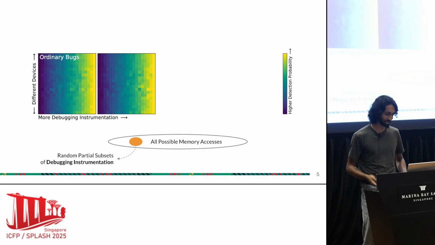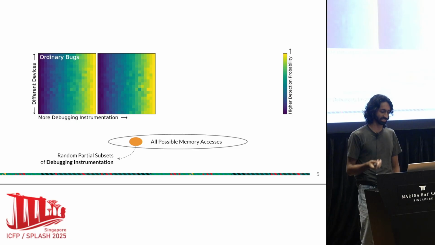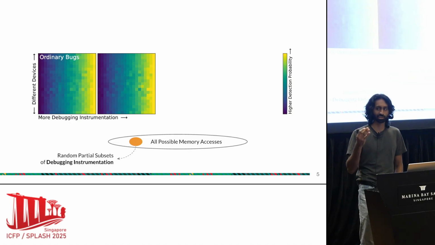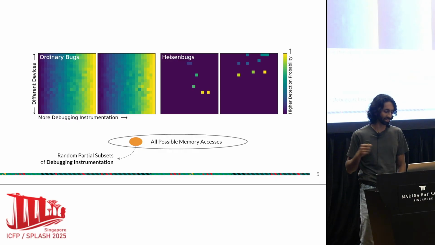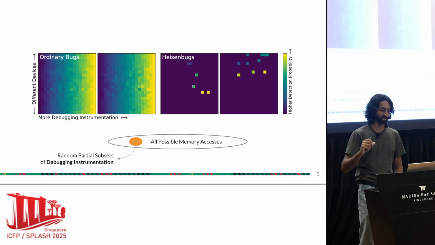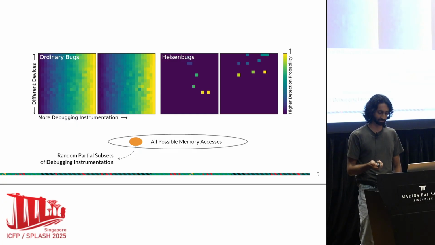For ordinary bugs, you see this sort of expected behavior, which is that as we increase our debugging instrumentation, we're more likely to detect this bug. And this is because we're more likely to instrument the bug. However, for heisenbugs, this is quite surprising. What we see isn't this. What we see is that there are specific operating points at which bugs are increasingly more detectable. And more interestingly, this is not at the maximum instrumentation density that you expect for typical ordinary bugs.